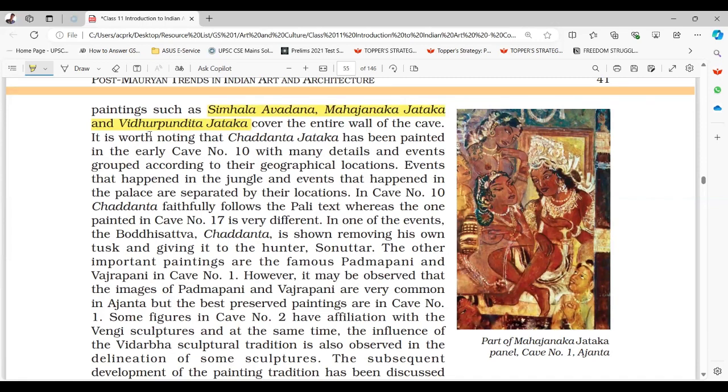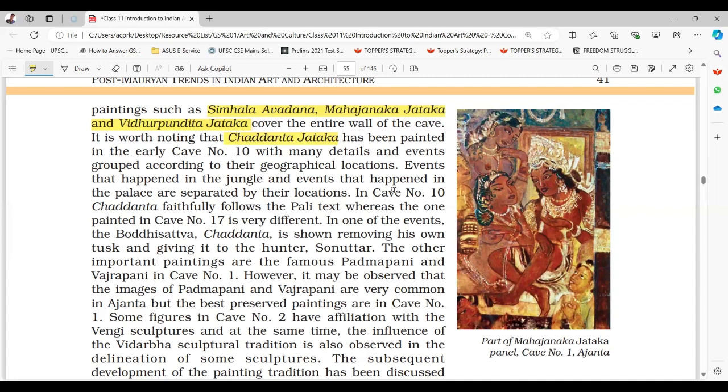It is worth noting that Chhaddanta Jataka has been painted in the early cave number 10 with many details and events grouped according to their geographical locations. Events that happened in the jungle and events that happened in the palaces are separated by their locations.